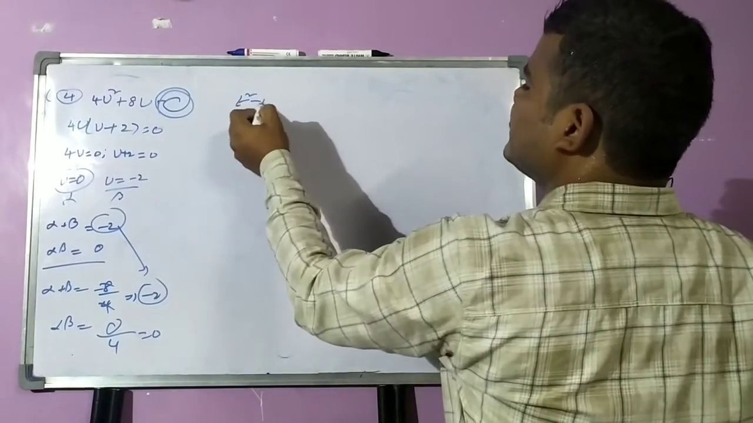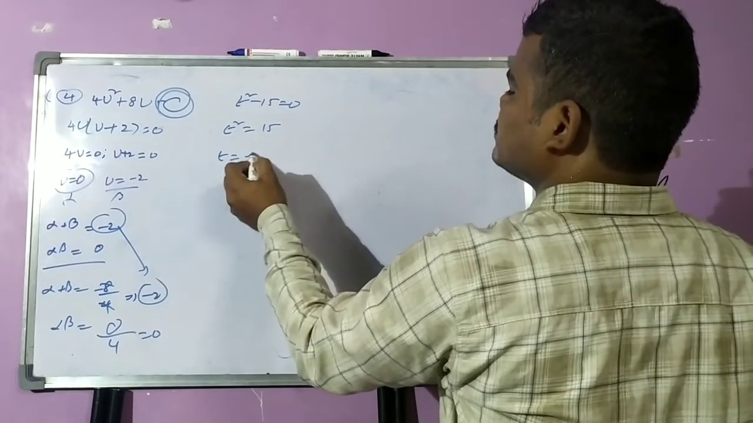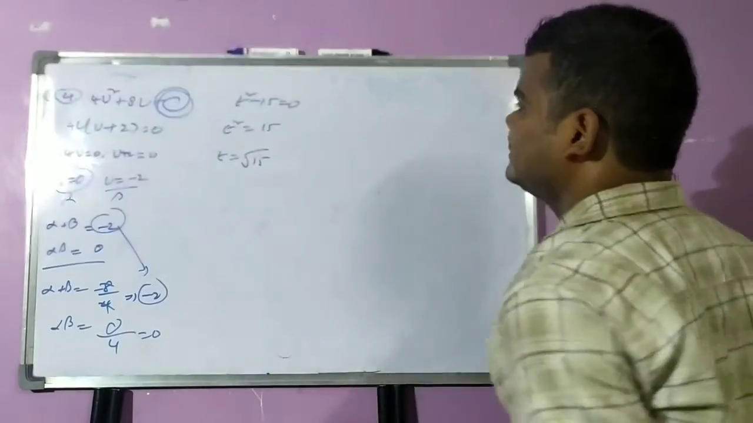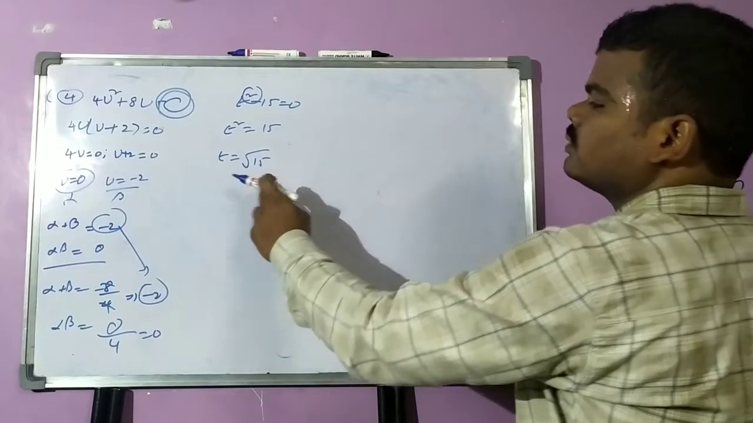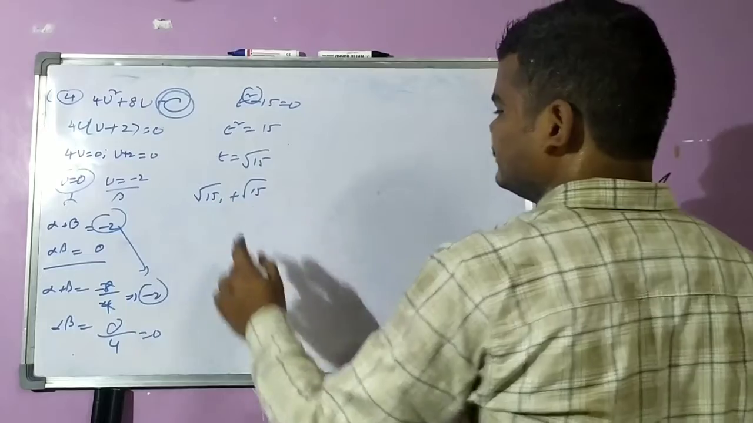Next, fifth one. T square minus 15 is equal to 0. T square is equal to plus 15. T is equal to root 15. But what is the degree here? 2. We are getting only one root. So one is root 15, the other one is also root 15.